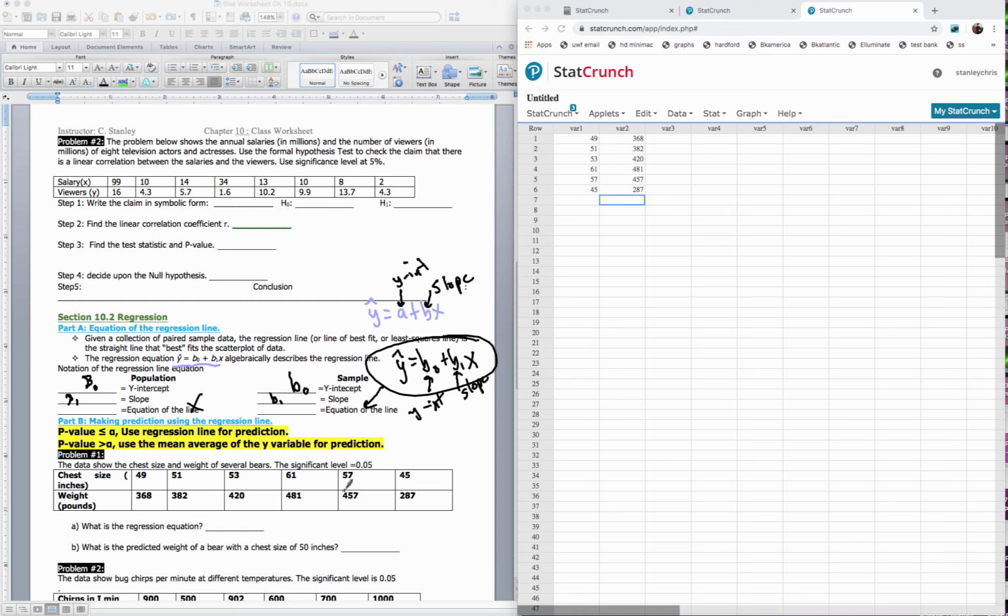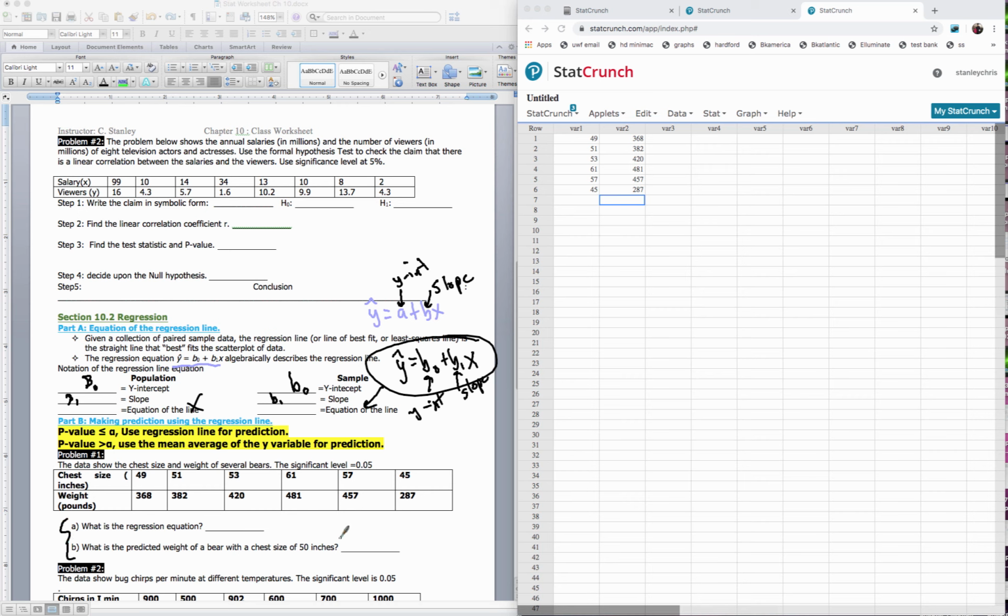Let me say it like this: you're going to have to know how to use the equation. You have to know where to find it and where to use it, versus knowing what this form looks like. Basically, these are the chest sizes of some bears and their weight. Most likely, as the chest sizes get bigger, the weight goes up too. So what is the regression equation? The two main things you have to be good at are finding the equation on StatCrunch and then knowing how to use it.